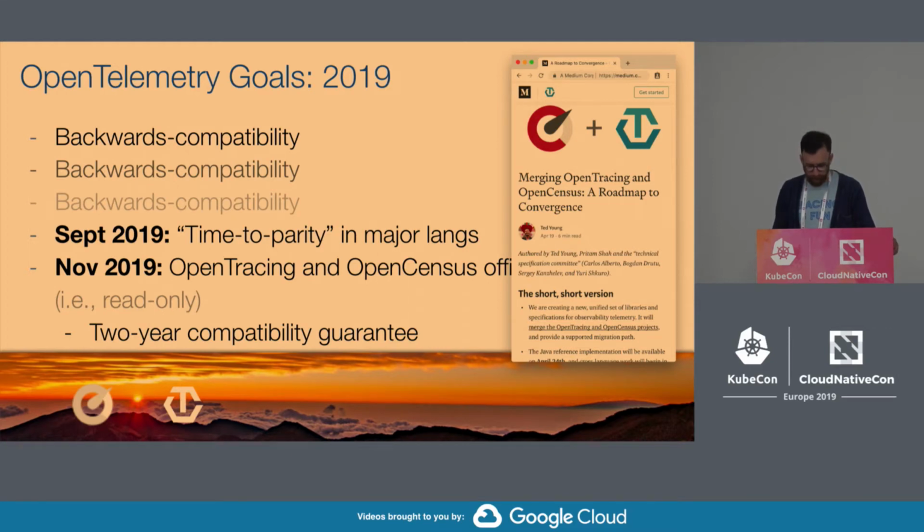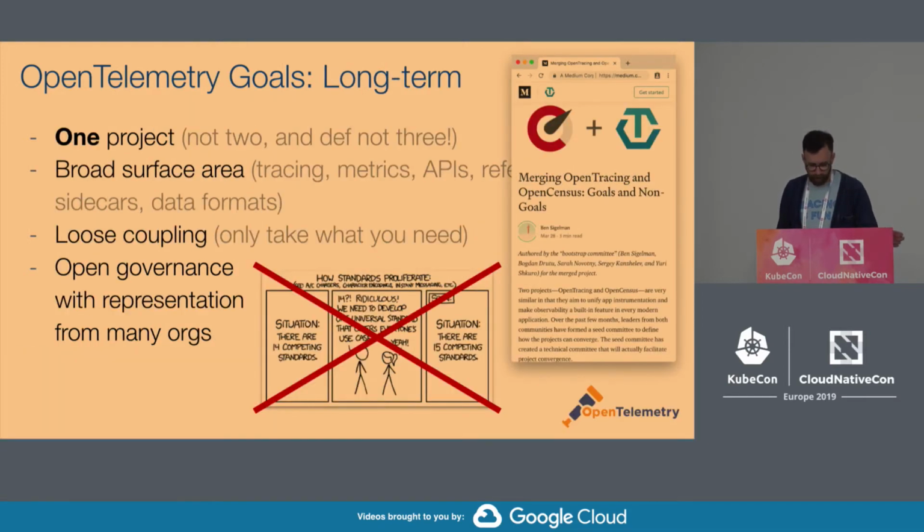And then by November, we'd like both OpenTracing and OpenCensus to be in this kind of read-only mode where we're not making changes to the core of the projects anymore, but we're still supporting them for 2 years after that date. The long-term goal, of course, is to have one project and to have this broad surface area and loose coupling.